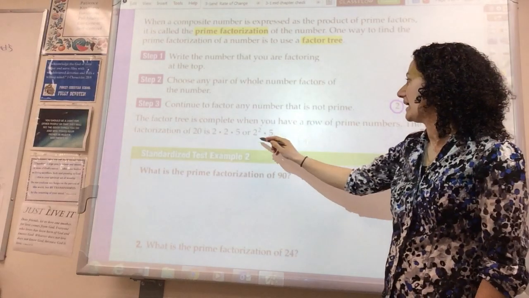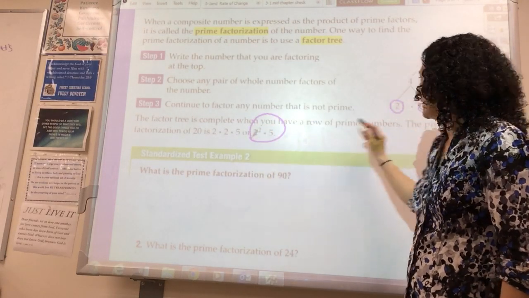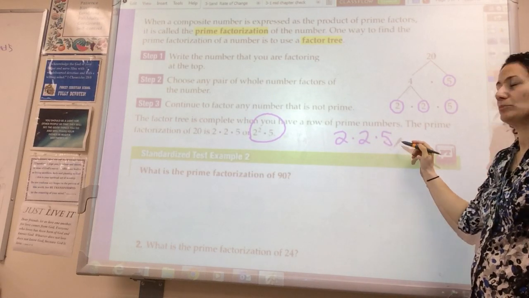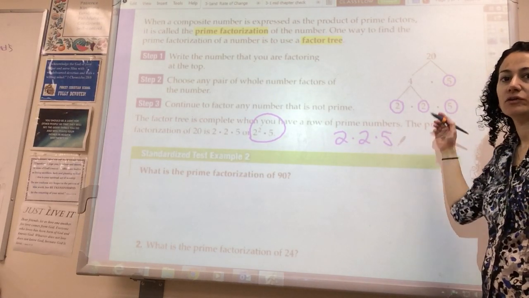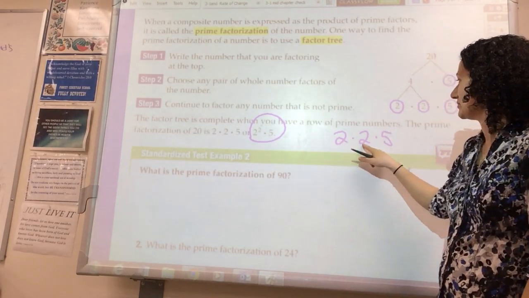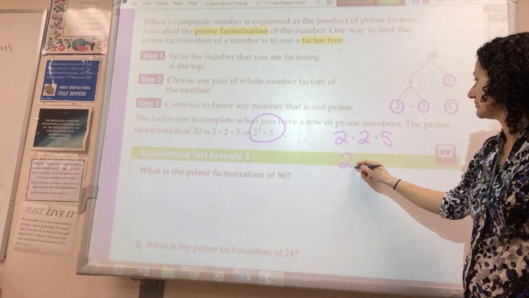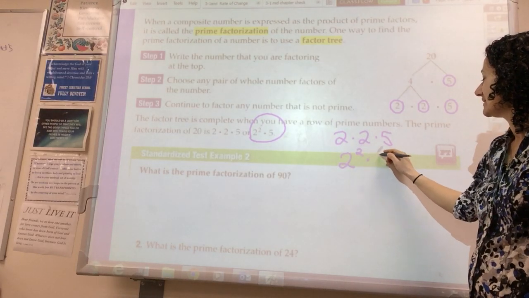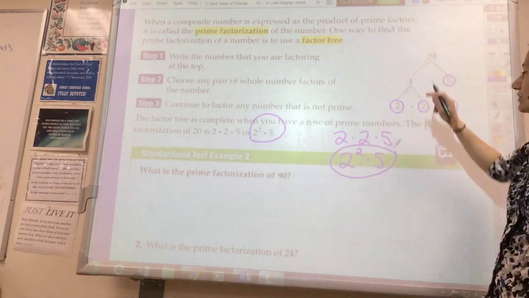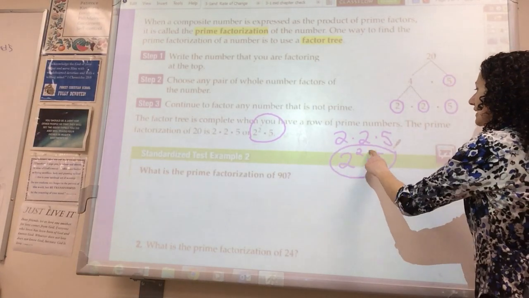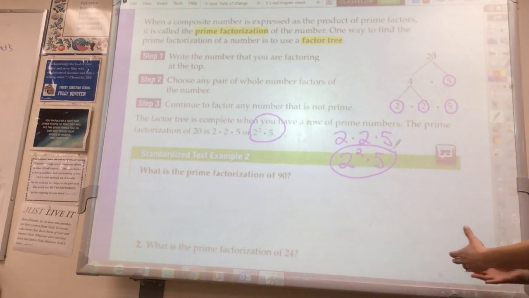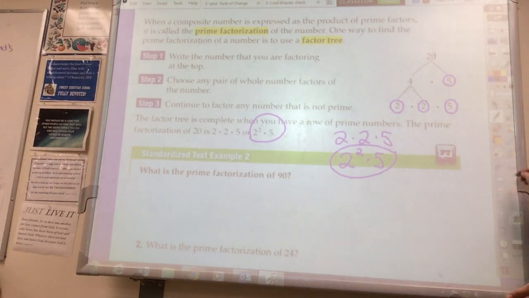If I want to write that using exponents, I could keep it like that, 2 times 2 times 5. That is the prime factorization for the number 20. I could also, though, write it using exponents. Since there are 2 twos, I would write 2 to the power of 2 times 5. And that is my prime factorization for the number 20. These are all the prime numbers I would multiply together to get 20. And you'll always get the same answer no matter what you start with.